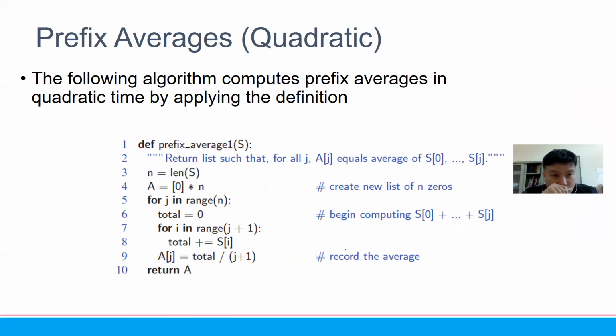This function is quadratic. Why? If you calculate with primitive operations, this one is constant, like 2, and this is another constant, 1, 2, and 3. Then we have the for loop. The first for loop is n. After that you do the total equal to 0, so this is only n because it is only one operation. But you have another one, which is i in the range of j plus 1. The j will go from 0 until n. This begins computing s0 until sj.